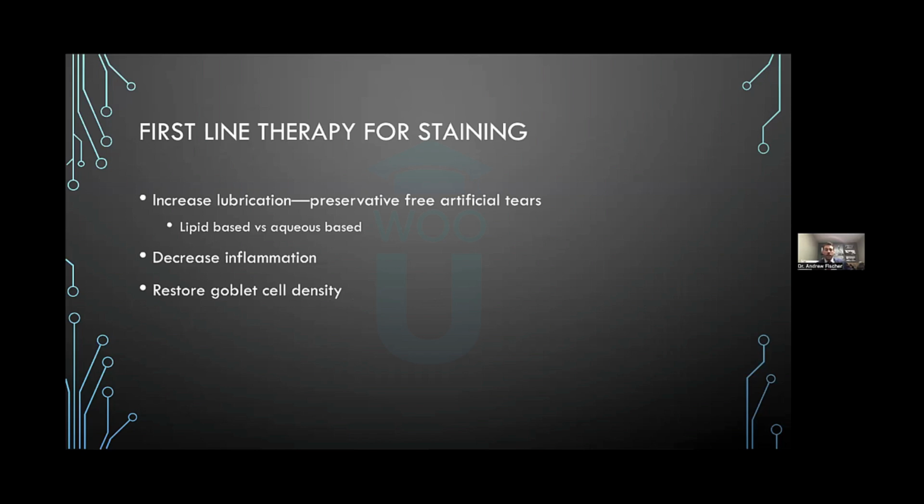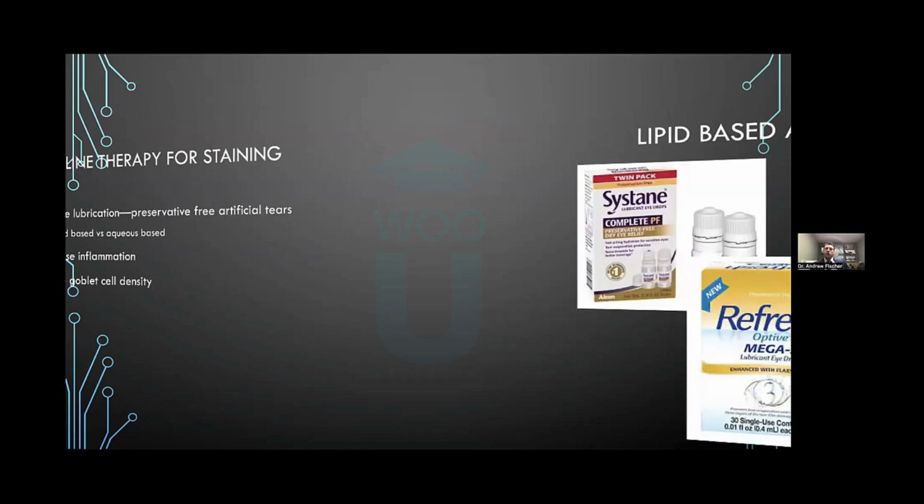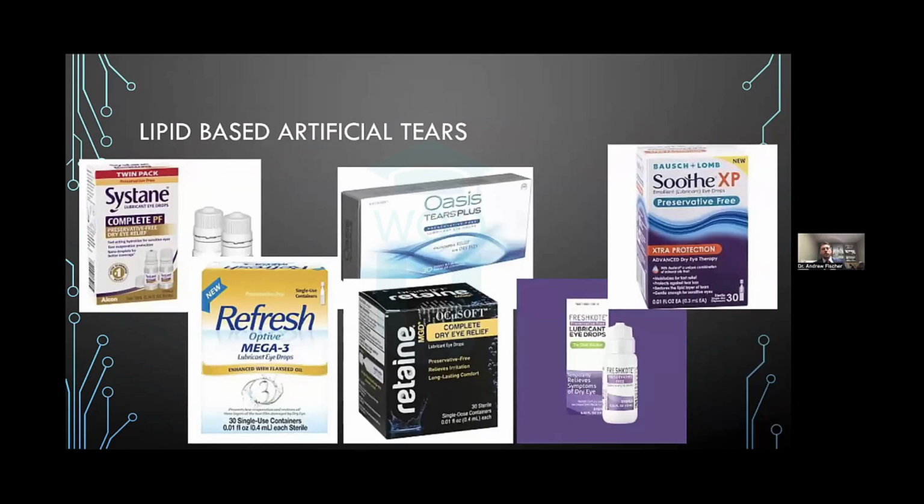For staining, first line therapy, increase lubrication, get their oil glands better. If it's severe enough, if they have diffuse staining across their cornea, really thick recalcitrant staining on their cornea, oftentimes you'll have to pull out an anti-inflammatory eye drop to do that, to pull out some steroids. And then we need to restore goblet cell density to take care of the overall health of the front part of the eye. As far as what treatments to use on them, first line, I tend to lean toward lipid-based artificial tears, primarily, again, because my meibomian gland dysfunction is such a big factor.